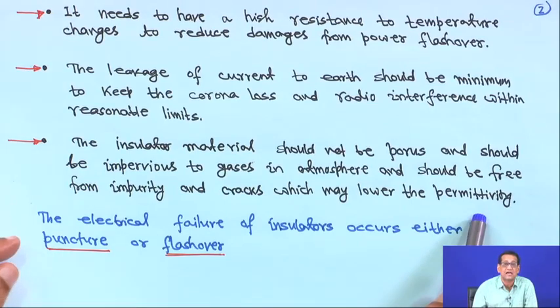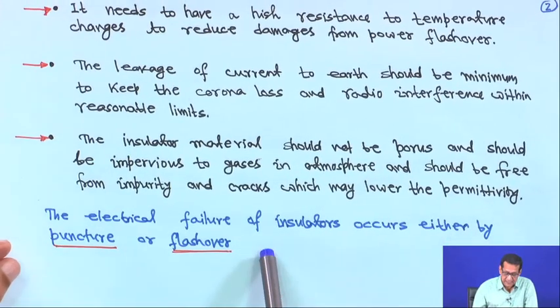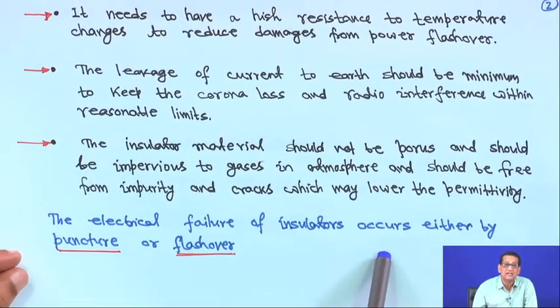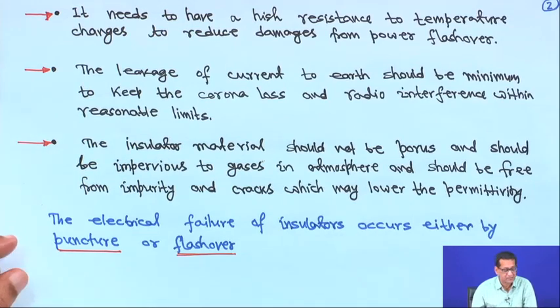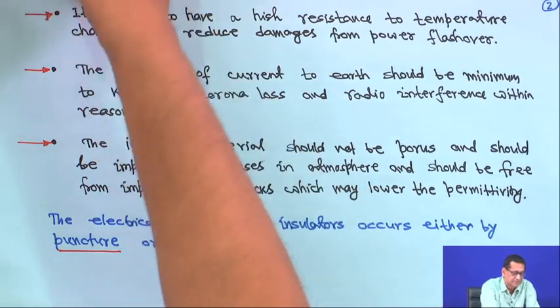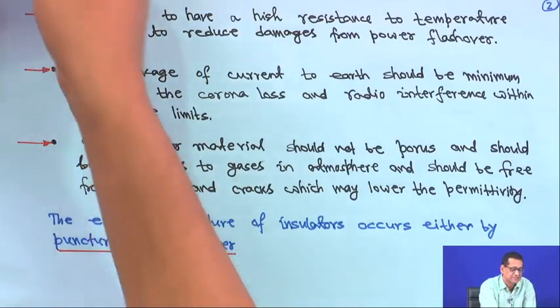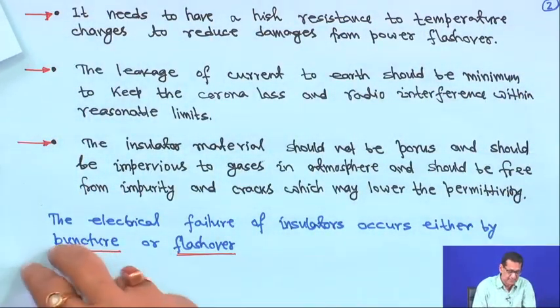There should not be any cracks, right. So, the electrical failure of insulator occurs either by puncture or flashover. If a puncture happens, that means that the insulator will be totally damaged, right.